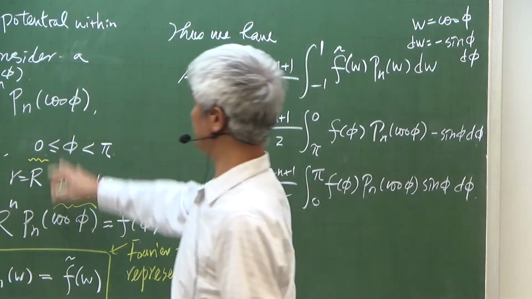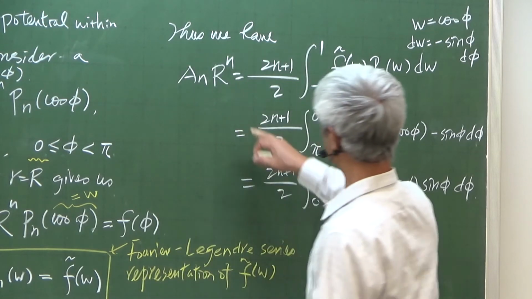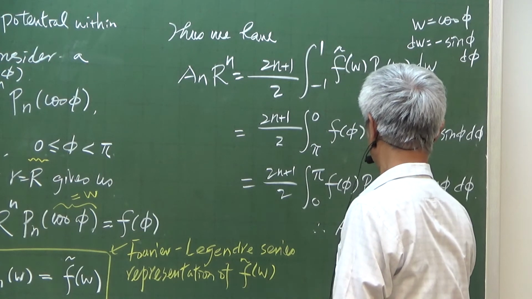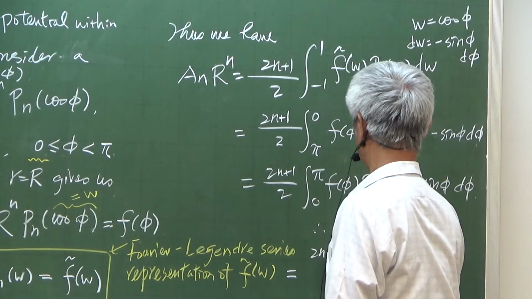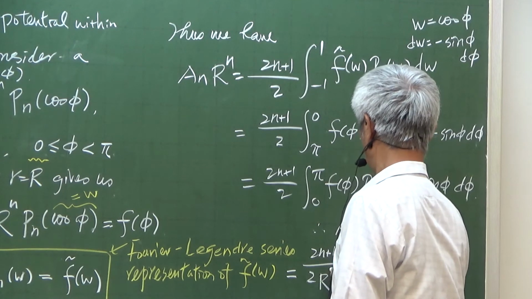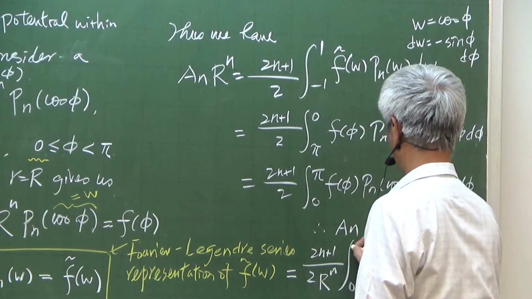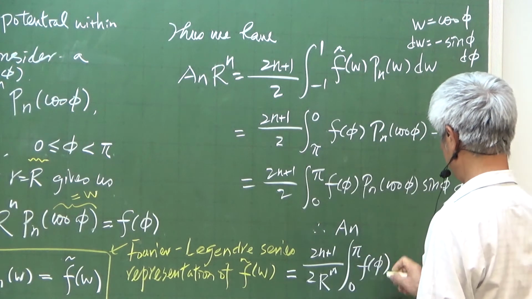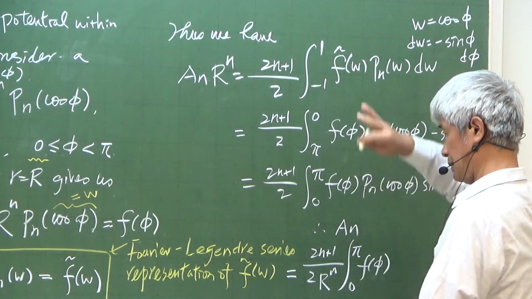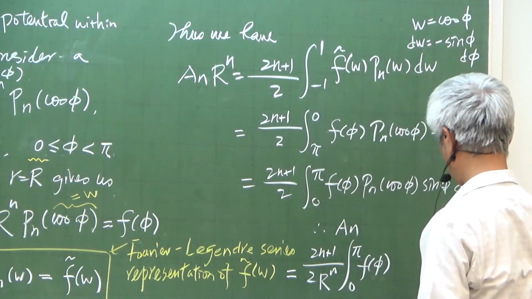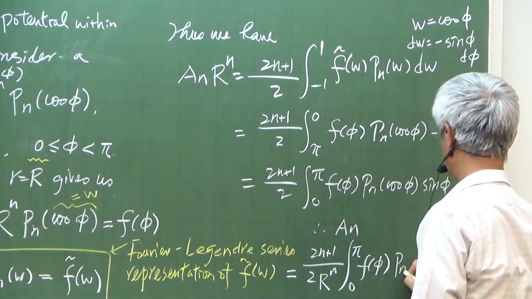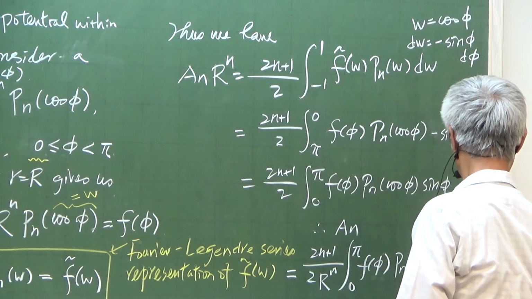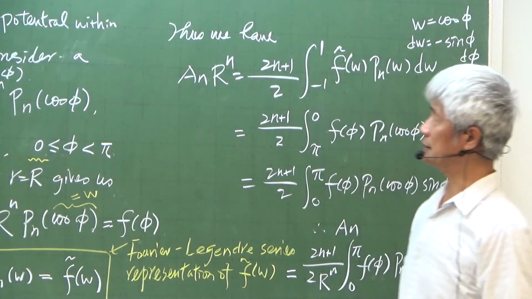Alright, so for the interior problem, we know how to find a_n, so that a_n is equal to (2n+1)/2 times the integral from 0 to pi of f(phi), the boundary value at the sphere, times P_n(cos phi) sin phi d phi. Alright, so a_n is that.